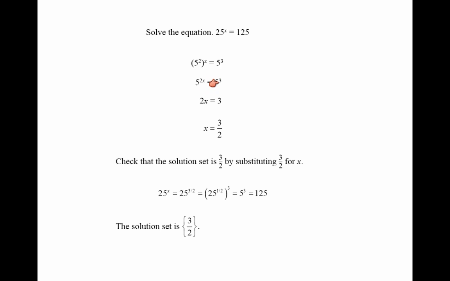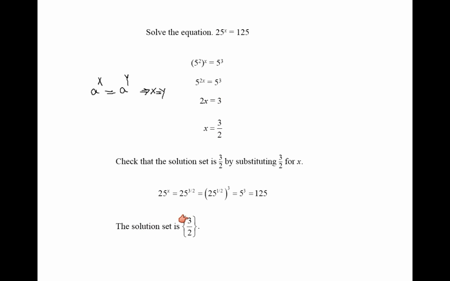If the bases are the same, the exponents must be the same. So if a^x = a^y, I can conclude that x must be equal to y. So the exponents 2x must be the same as 3. Then you can solve for x. You can check the solution to see if it makes sense. If I substitute x = 3/2, you can see the right-hand side and left-hand side are equal to 125. Then the solution is 3/2.